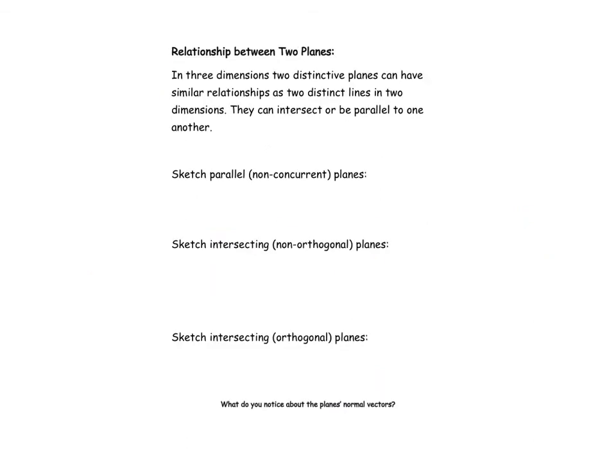All right, guys, so now let's talk about the relationship between two planes. Now in 3 dimensions, two distinct planes have very similar relationships to two distinct lines in 2 dimensions. So when we talked about lines in 2 dimensions, what we talked about was concurrent, parallel, and intersecting. Okay, and that intersecting could be at an orthogonal right angle or otherwise. Okay, so let's sketch 2 parallel non-concurrent planes.